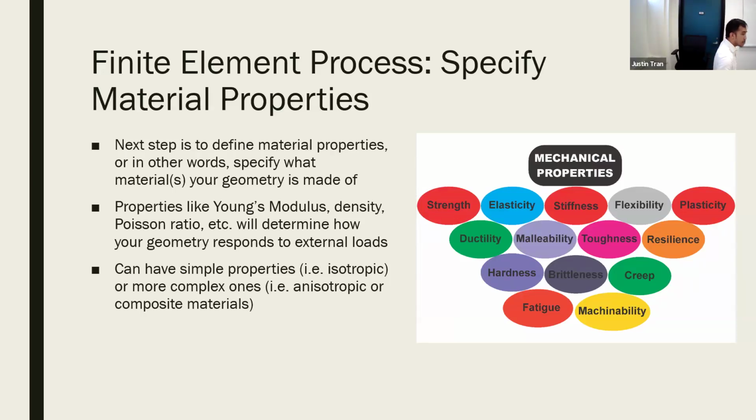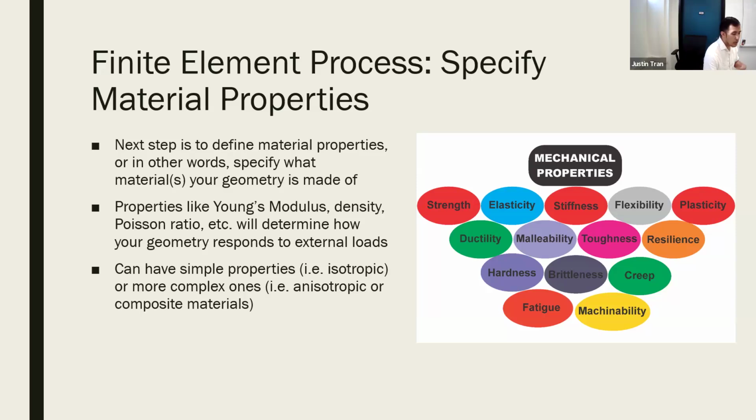Okay, next step is to specify your material properties. Eventually what we're going to be doing to your part is virtually applying things like forces, pressures, and constraints onto it. And so we need to know how your part is going to respond to such forces and such loads. A big part of that is to specify what material your geometry is made out of. Whether your part is made of aluminum, or copper, or maybe plastic, that's going to affect its response, right?